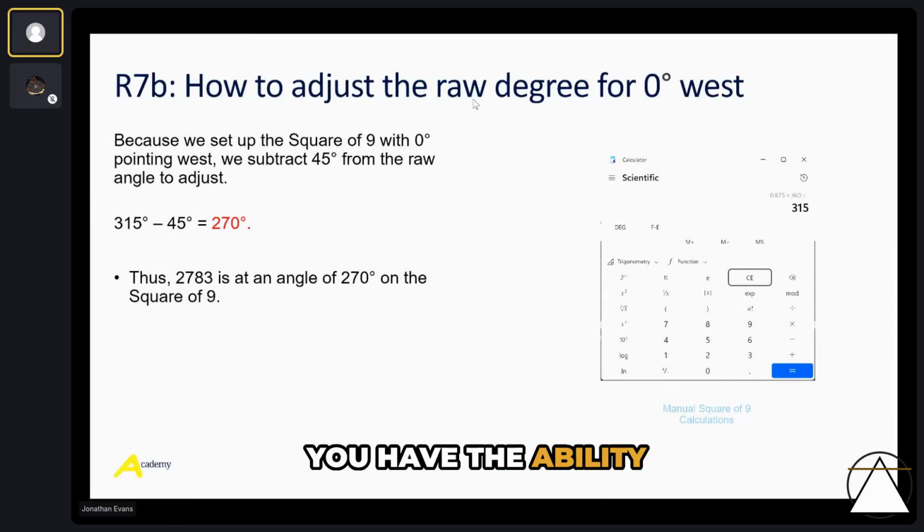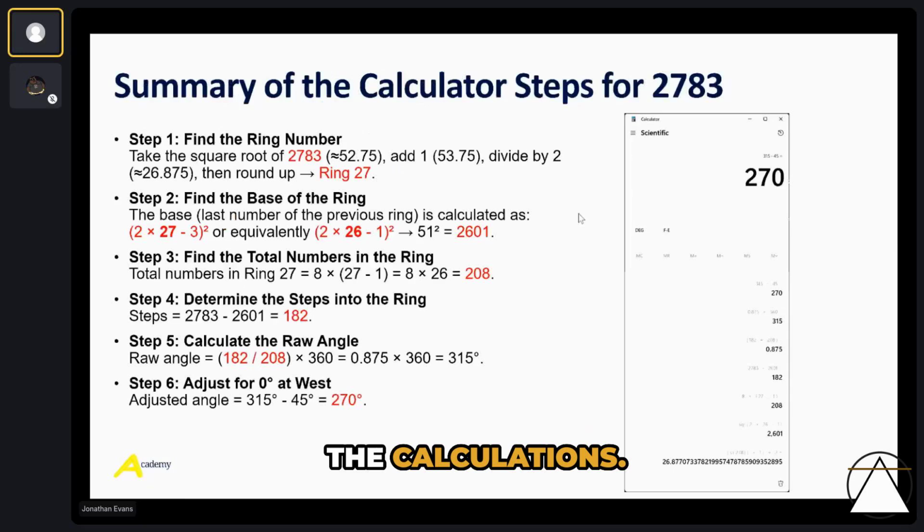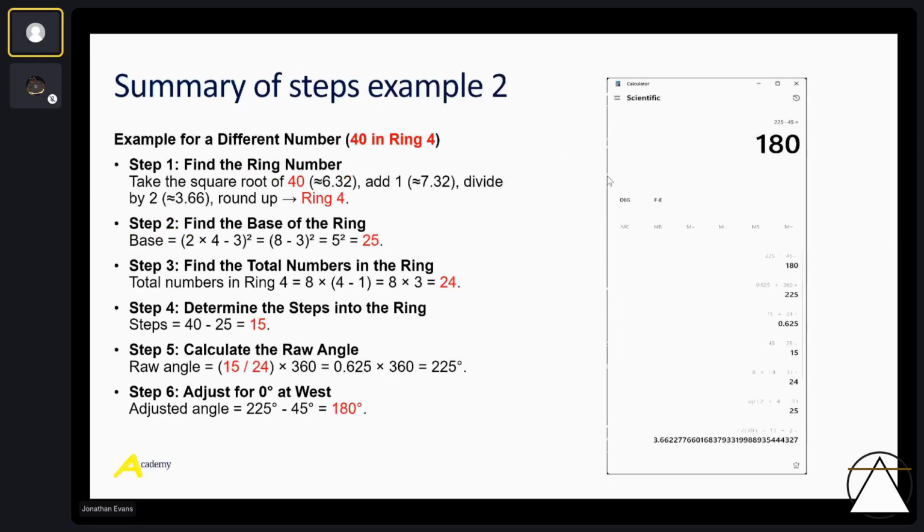Again, you have the ability to go back through this and look at all the calculations. So the summary. So this is all the steps. I know it looked complicated, but this is it. 1, 2, 3, 4, 5, 6 steps. That's how we get to 270. I've got all the calculations here on the calculator on the right-hand side, so you can always go back and just make sure you're doing the same thing. I won't repeat that because it's going to confuse me too.